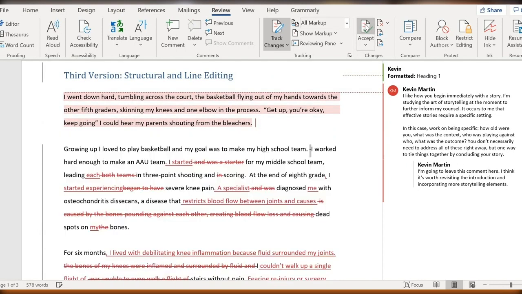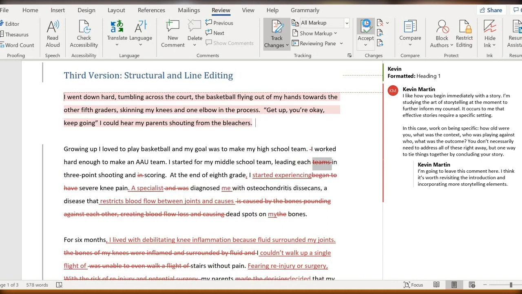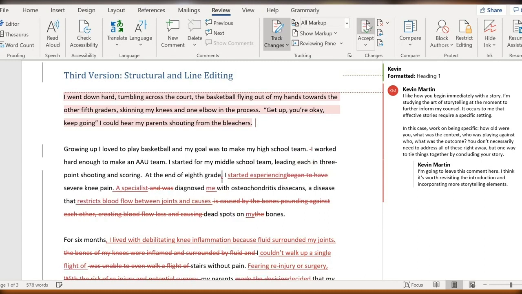So we removed that paragraph about the parents, and then here we're starting to convert some of that passive voice into active. So instead of saying I was a starter, you just say I started for my middle school team, leading each in 3 point shooting and scoring. We've already said in, a preposition here, so that preposition will qualify both objects: 3 point shooting and scoring.